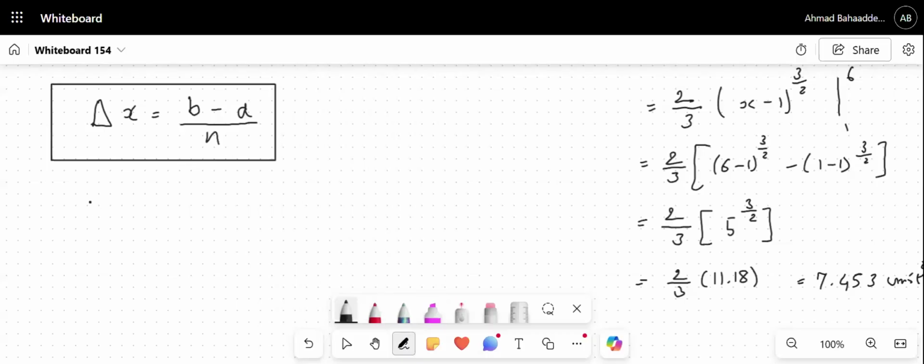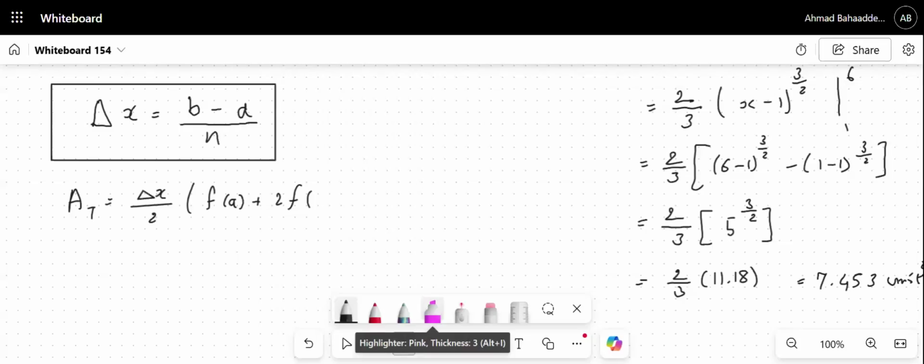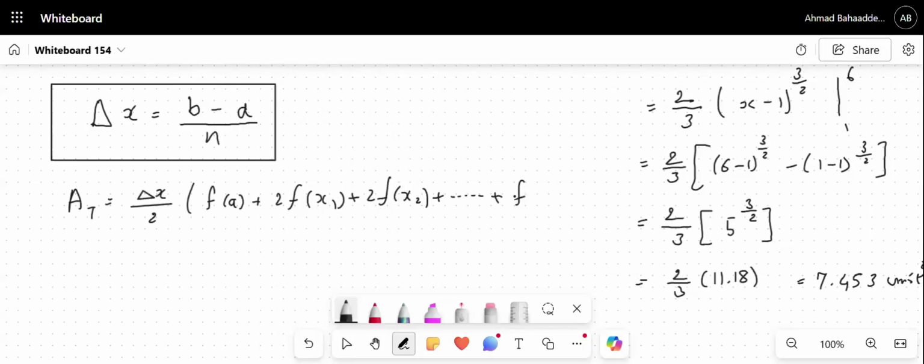Other than that, the trapezoid area is given by A trapezoid equals delta x over 2, that's a general law, times the bracket: f of x naught, or f of a, basically, plus 2 f of x1, double of that, and then 2 f of x2, and so on until we get the last one, plus f of xn, and we close this bracket.